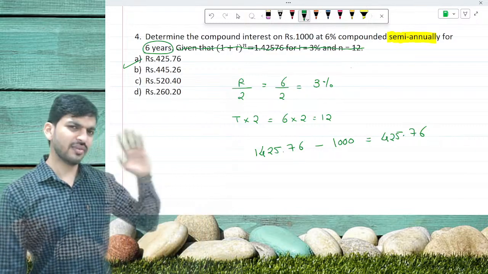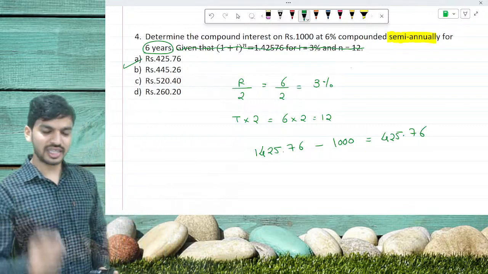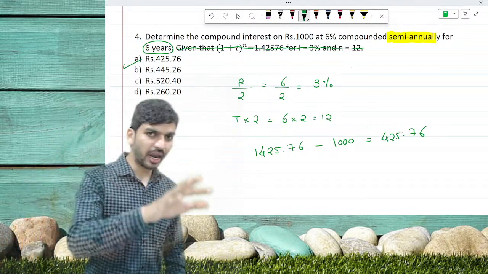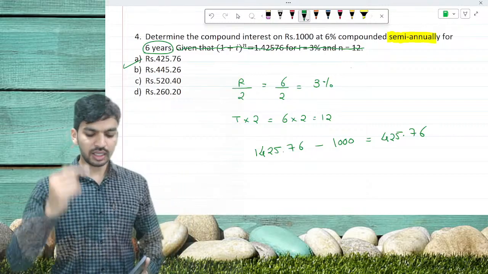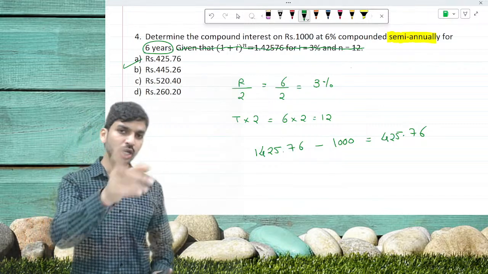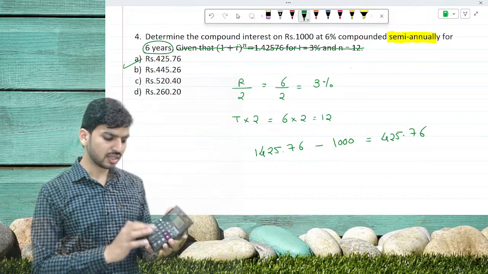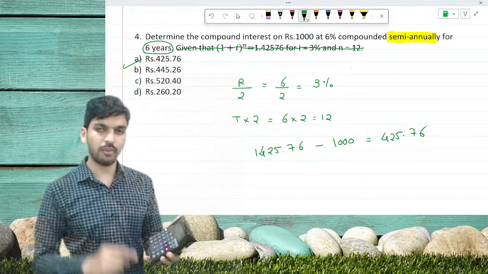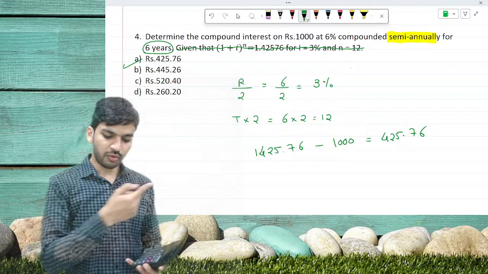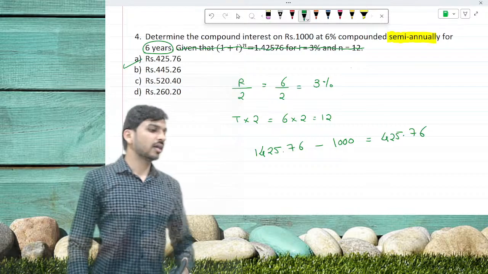Yes, this is a very simple question, dear. Why need to repeat? It is given semi-annually. That means the rate should be divided by 2. Time should be multiplied by 2. Rate was given 6%, so it was divided by 2, 3%. Time was given 6 years, so multiplied by 2, it becomes 12 years. So now, just calculate: 1000 is your principal amount, plus 3% one time, plus 3% two times. How many times should we do? 12 times, because the time here is 12. So for 12 times, your answer will be 1425.76. Done.